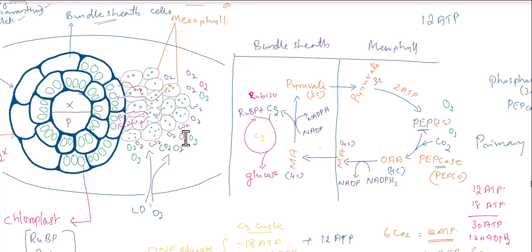again enters into the bundle sheath through plasmodesmatal connections that can be seen between the neighboring cells, and through those cells the movement of the malic acid occurs. Malic acid gradually enters into the bundle sheath cells. Okay, inside the bundle sheath the malic acid undergoes decarboxylation.